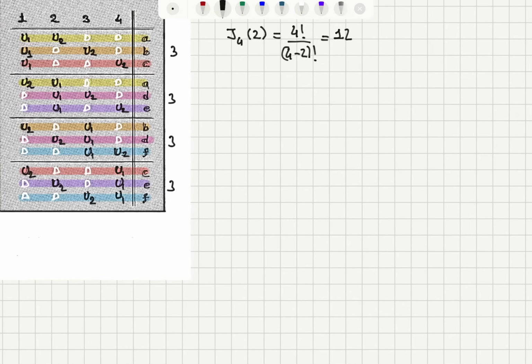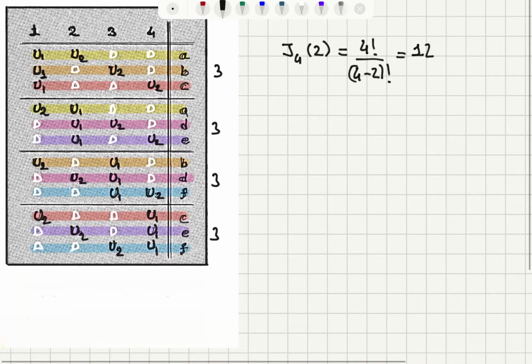So look at what I have done here. I have put the first up U1, second up U2, third one is down, fourth one is down. But I can also change the order of these two ups. I could have U2 for the first moment and U1 for the second moment. And these two are labeled with the same thing, A. Why are they labeled A? Because in these two configurations, I have the same scenario. The first two moments point up, okay?